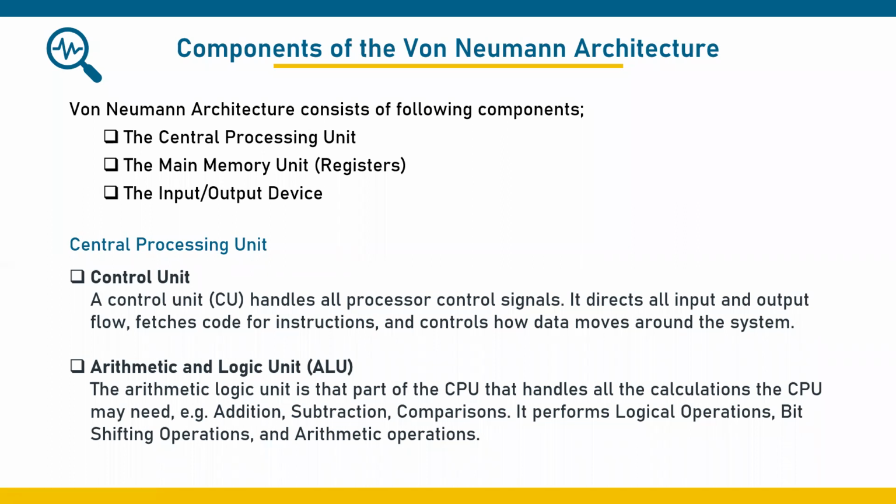Next one is the arithmetic and logic unit. The arithmetic logic unit is that part of the CPU that handles all the calculations the CPU may need, for example addition, subtraction, comparisons, like that. It performs logical operations, bit shifting operations, and arithmetic operations.